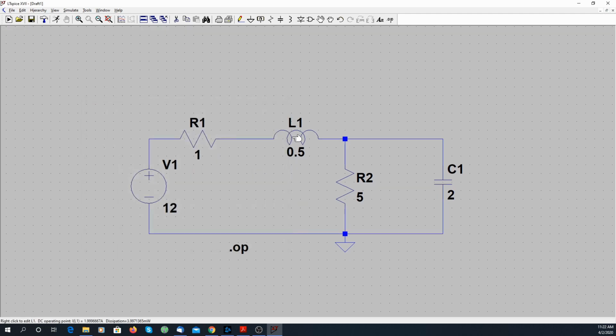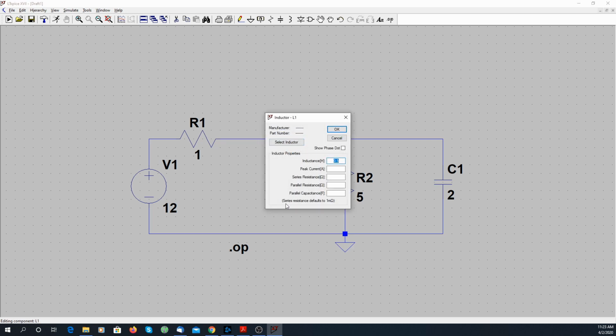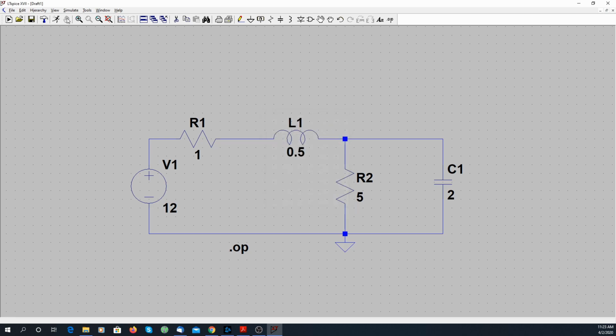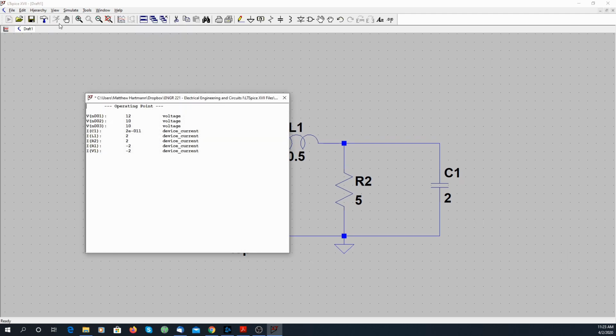And the reason for this is a quirk of LTSpice. If we right-click on our inductor component, it tells us that the series resistance of an inductor defaults to 1 milliohm. 1 milliohm is 1,000 times smaller than the resistors in this circuit, but it's still enough to cause a little bit of variation. So I'm going to explicitly say the series resistance of my inductor is 0 ohms, making it an ideal inductor, and rerun my simulation.